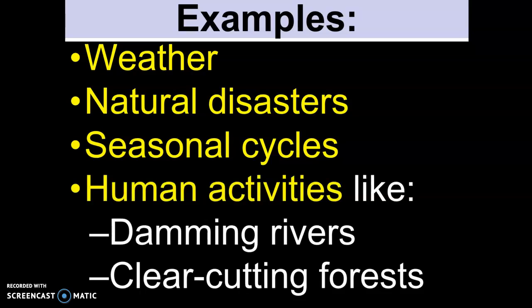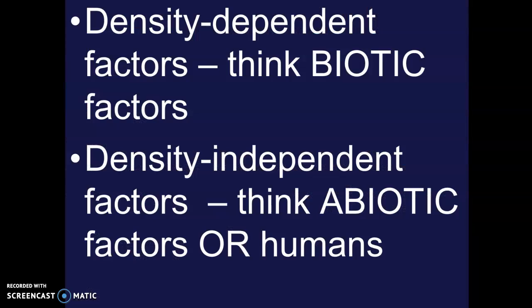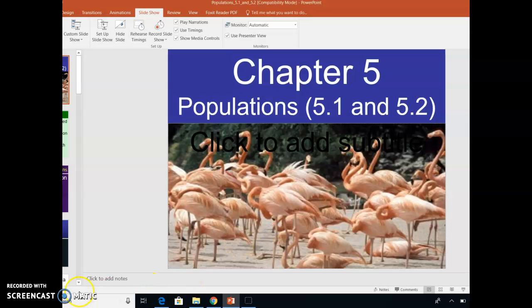And the big one is human activity. When we dam rivers, that can affect a lot of populations, deforestation, all those things. Hurricane Katrina, again, if you look at this, doesn't matter what the size is, it's going to come in and destroy whatever's in the way. So when you're thinking density dependent, think biotic. Remember, that's living factors. Density independent is abiotic, or you can think of humans.